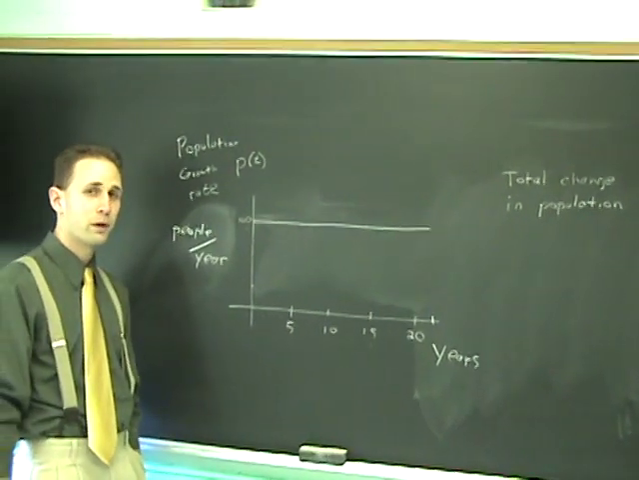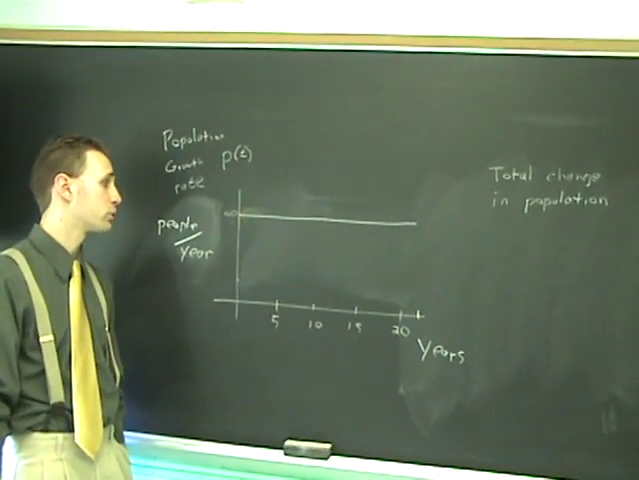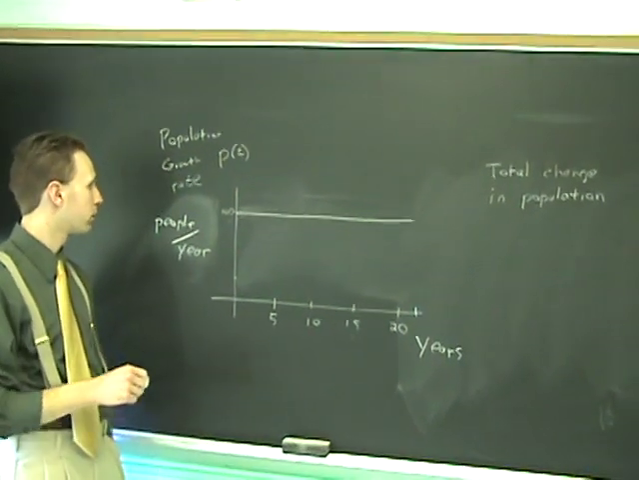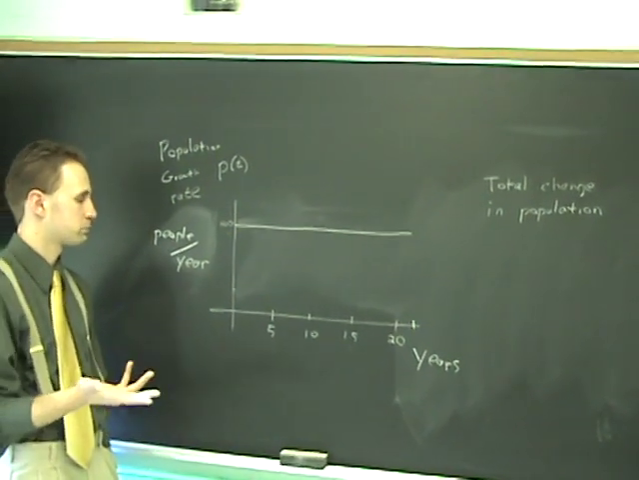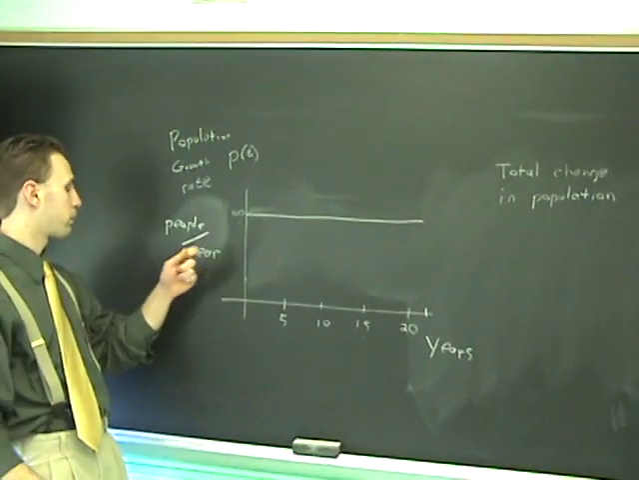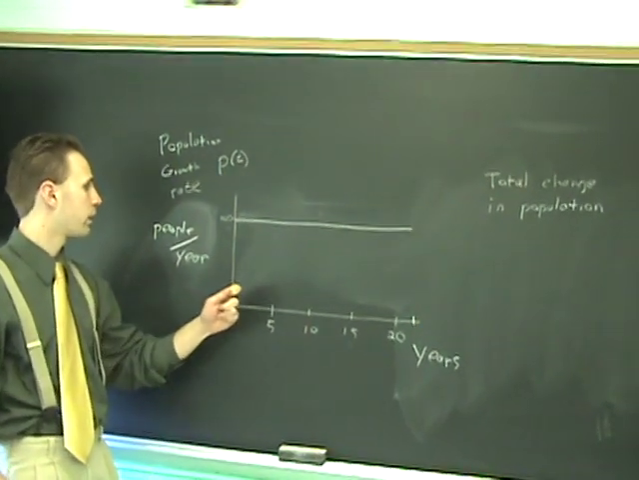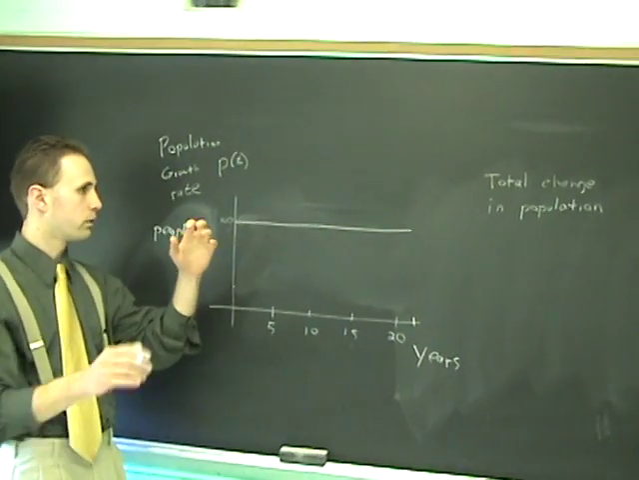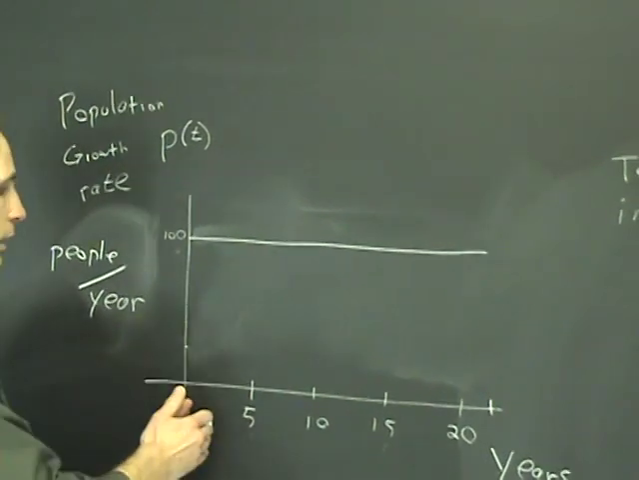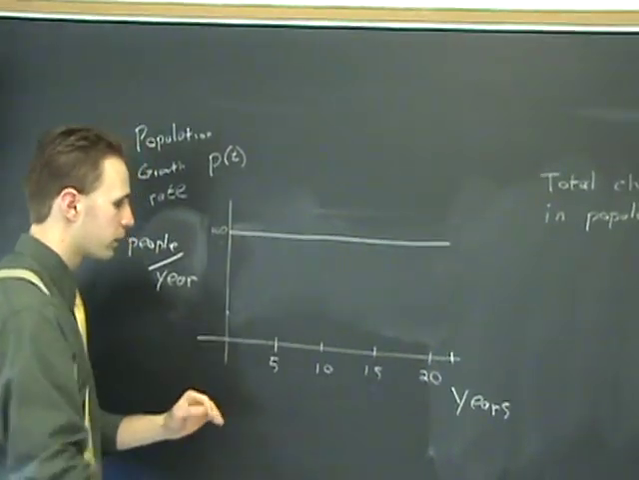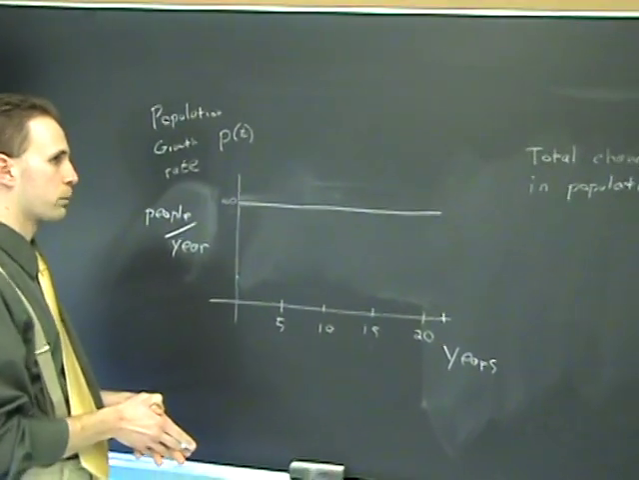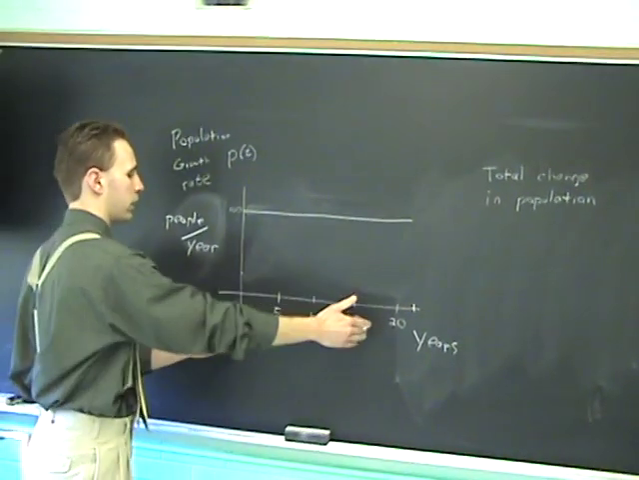What do you get when you integrate the rate of change of a function? I have an example here. P of t represents the population growth rate for some population of people, and it's in people per year. So if the rate of change of the population is 100 people per year for, say, 20 years, I might ask, what is the total change in the number of people from t equals 0 to t equals 20?